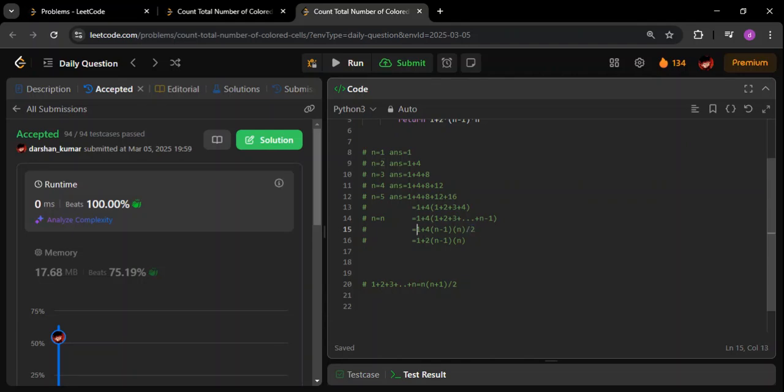So this is what you are going to get: 4 into (n minus 1) into n divided by 2, and finally we are adding 1 to it. Now here 4 is there and here 2 is there, so we reduce them. This is what we get: 1 plus 2 into (n minus 1) into n. So this is going to be the value for n equal to n, and this is the answer.